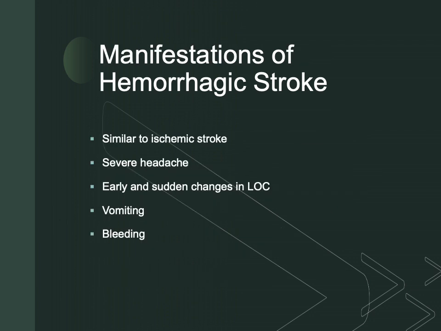Manifestations are similar to ischemic stroke, other than they're probably going to have the worst headache they've ever had in their whole entire life, and it's going to be sudden onset and excruciating. They can have early and sudden changes in LOC, because if you think about what's happening there, they can have pretty quick changes with pressure. They can have vomiting, because of that change in ICP, you're going to see that manifest maybe in projectile vomiting. So bad news.